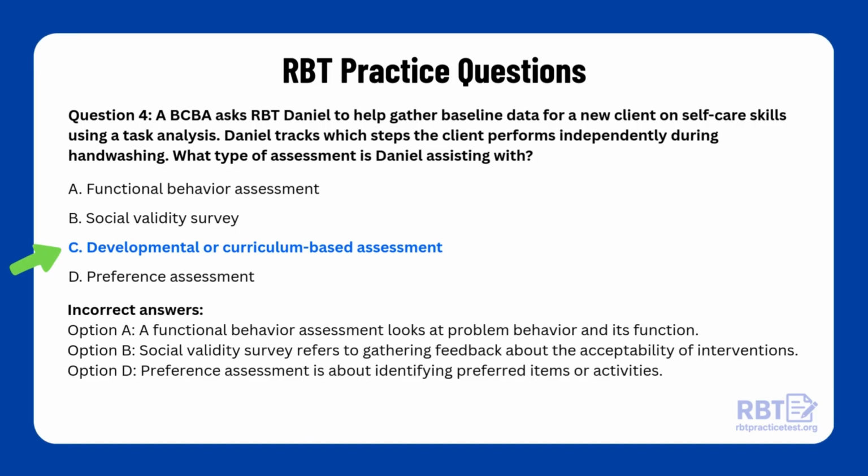A is incorrect because a functional behavior assessment looks at problem behavior and its function. B refers to gathering feedback about the acceptability of interventions. D. Preference assessment is about identifying preferred items or activities, so note down that tracking progress on task analysis of daily living skills is key in curriculum-based assessments.